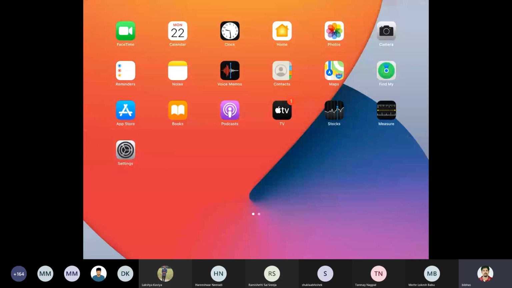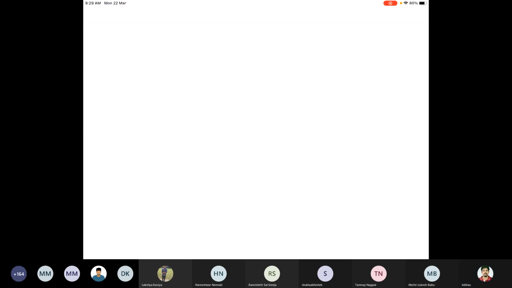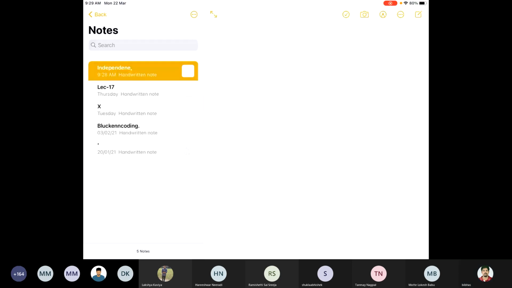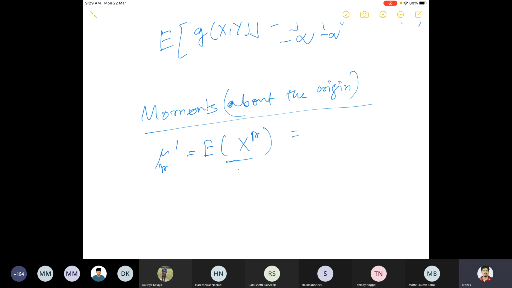So we defined this to be the sum of x to the power r, f x, and so on, for the case of discrete and continuous. Now here we have a pair of random variables. So it is not just x to the power r, but x to the power r and y to the power something as well.